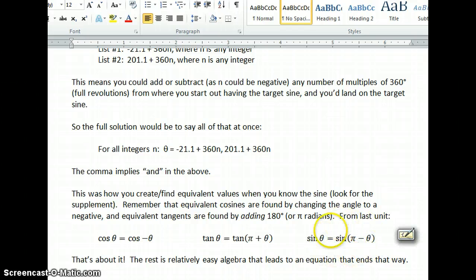This produces a reflected angle across the y-axis. This produces a reflected angle across the x-axis, and this produces the angle sort of at the other end of the same diameter as the original angle theta.